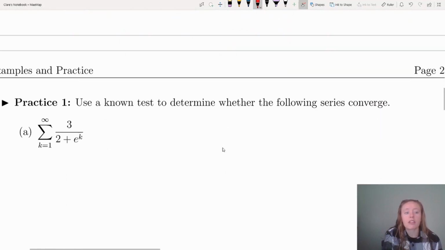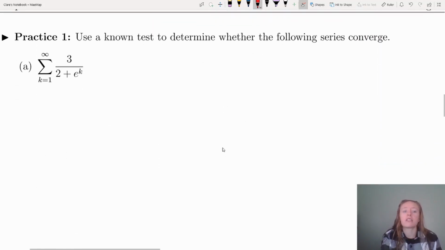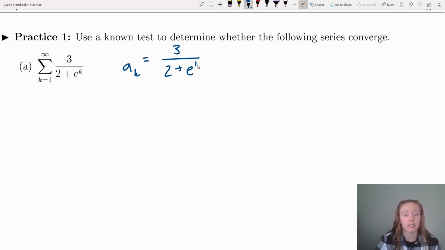So, for practice 1, it says use a known test to determine whether the following series converge. Now, I'm going to write out my a sub k. That's going to be 3 over 2 plus e to the k. Now my b sub k, what I want to compare it with, well, my numerator is just a constant of 3, so I'll leave that as is. In my denominator though, what's really dictating the growth of my function is this e to the k. So for my b sub k, I'm going to have 3 over e to the k.